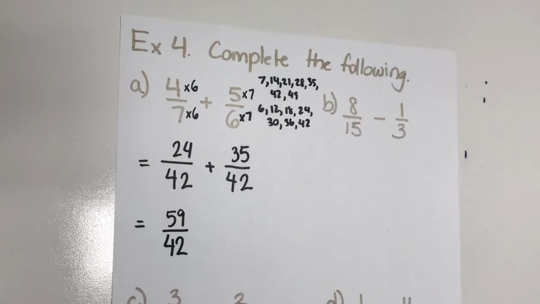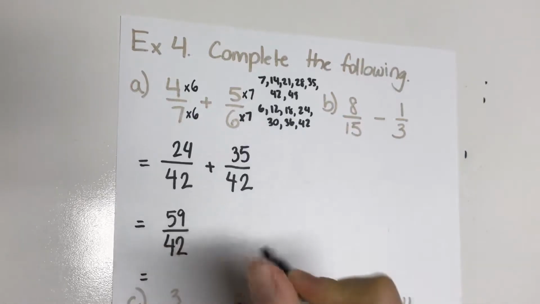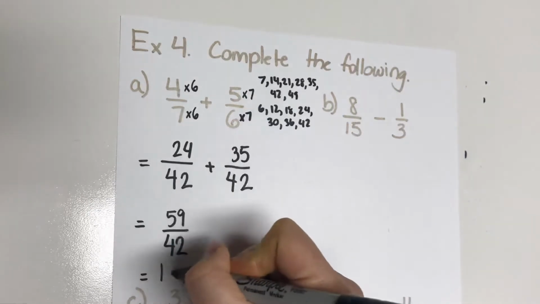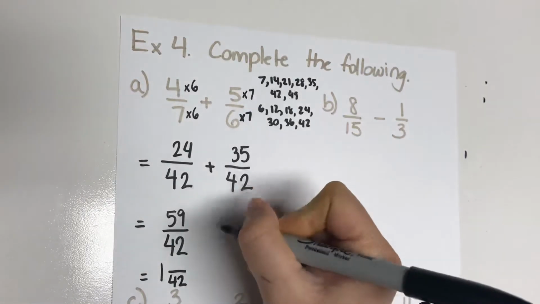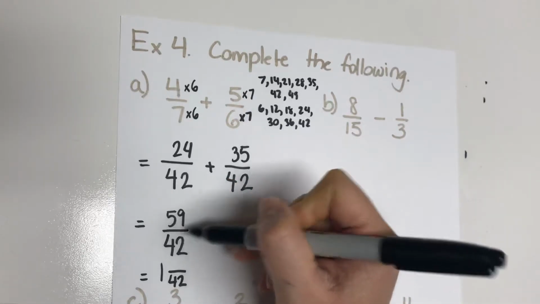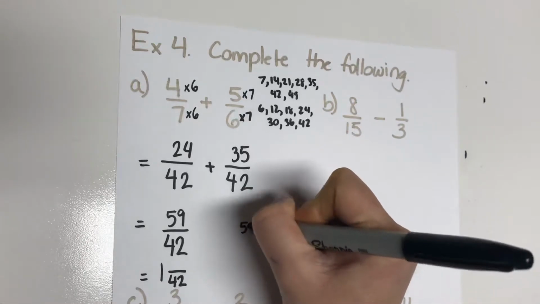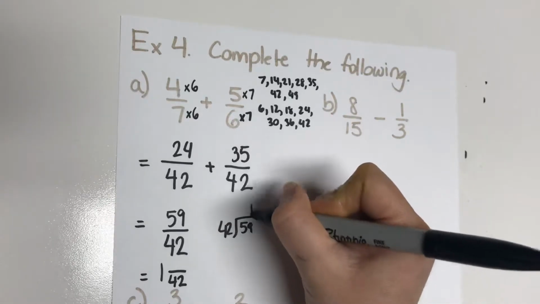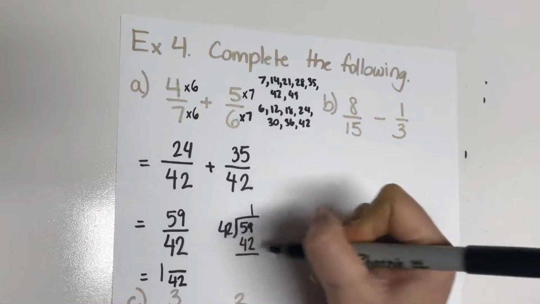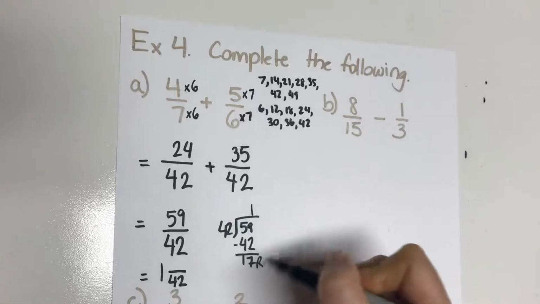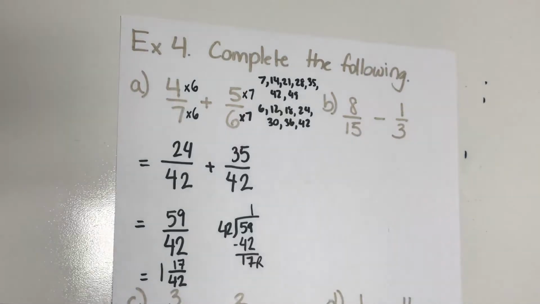And for your final answer, if I wanted to convert this to a mixed number, I would ask myself, well, how many times does 42 go into 59? It only goes once. And my remainder, because when I have 59 over 42, that's the same as 59 divided by 42. So 42 goes into 59 once. 1 times 42 is 42. And when I subtract, a little long division refresher, my remainder is 17. So that's going to be my numerator in my mixed number.